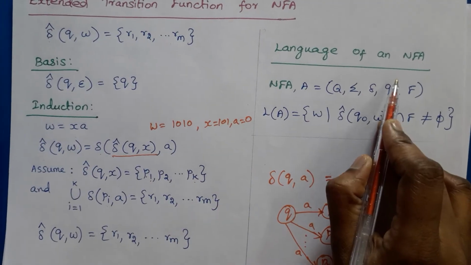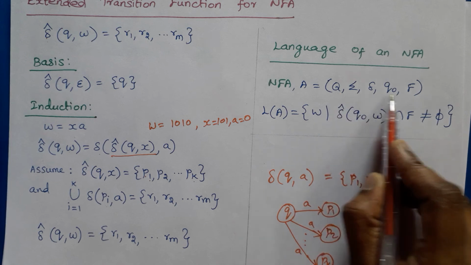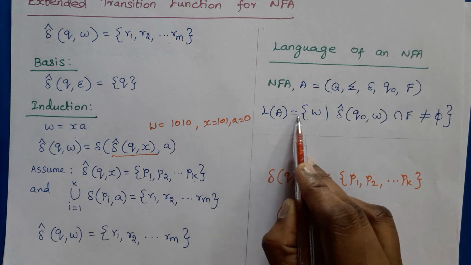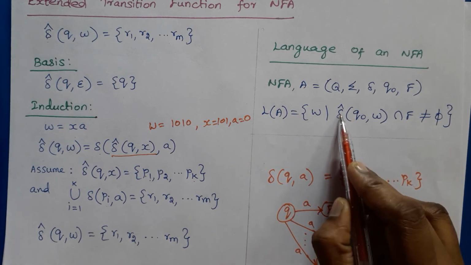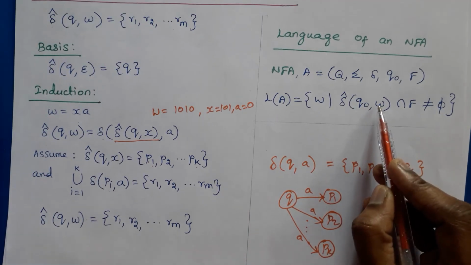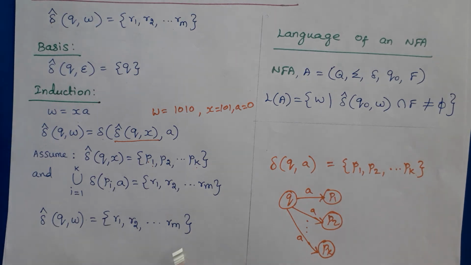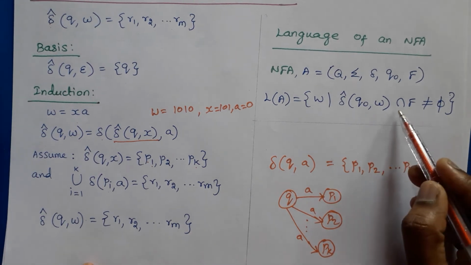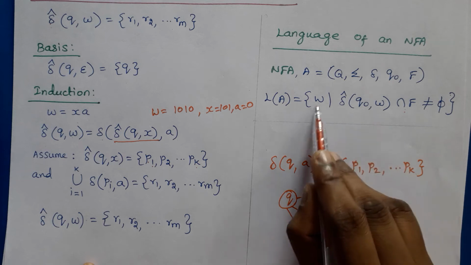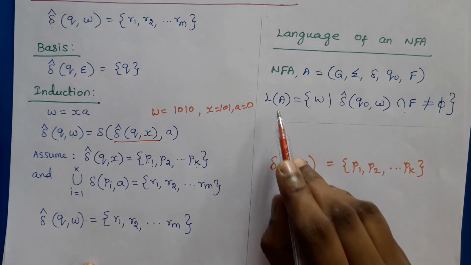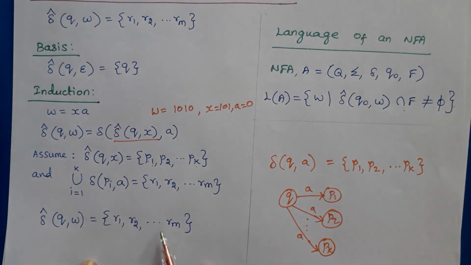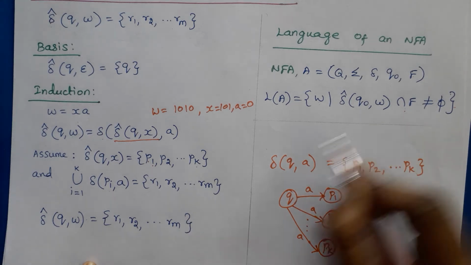Then, the language of an NFA. If NFA A is equal to Q sigma delta q naught F, then the language of NFA A can be written as L of A is equal to the set of strings w such that we have to find the extended transition function, delta cap of q naught comma w. So suppose we are getting some m number of states, then we need to perform the intersection operation with the final states F. If we are getting phi, then w is not belonging to the language. If we are getting some state, if it is not equal to phi, for example, here we are getting r3.